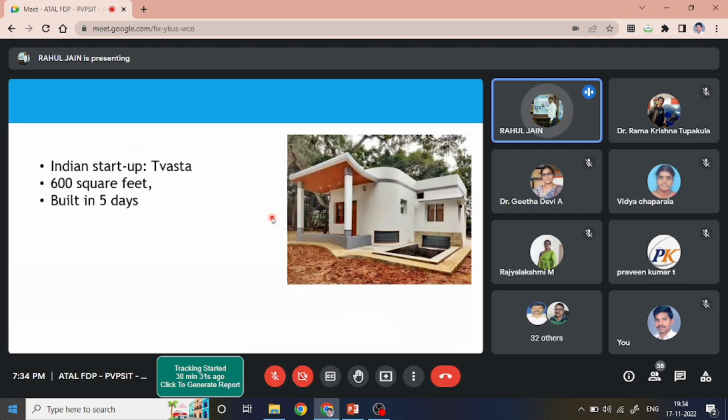So there is an Indian startup called Tvasta. The founders of this particular company are basically alumni of IIT Madras, and they have founded this company, Tvasta. As a demonstration, they built this house. If you see this beautiful house, it is made entirely out of the 3D printing process, not through the conventional way. Just by seeing the house, it is very difficult to find out whether it is 3D printed. And this is a 600 square feet house.